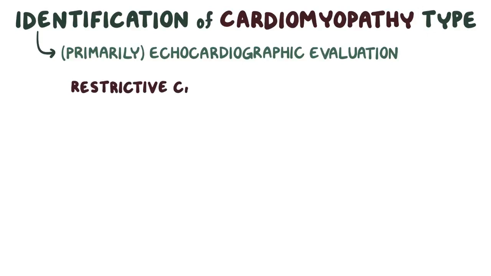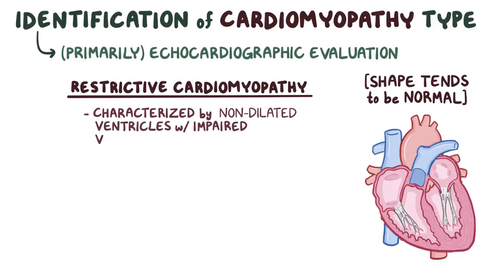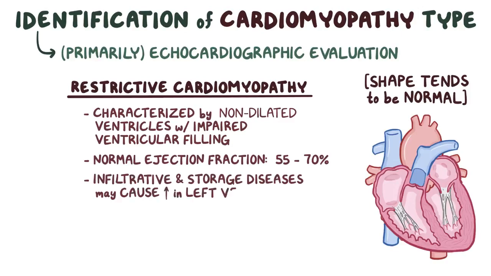Finally, in restrictive cardiomyopathy, the heart's shape tends to be normal, so it's characterized by non-dilated ventricles with impaired ventricular filling, but generally there's a normal ejection fraction, so between 55 and 70%. Hypertrophy is typically absent, although infiltrative and storage diseases may cause an increase in left ventricular wall thickness.